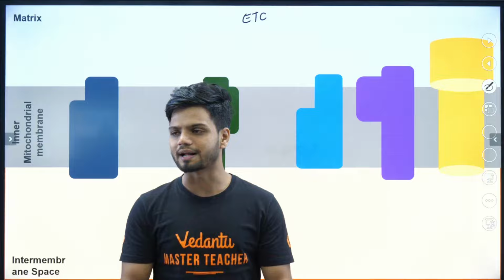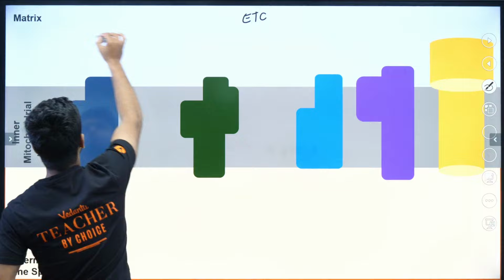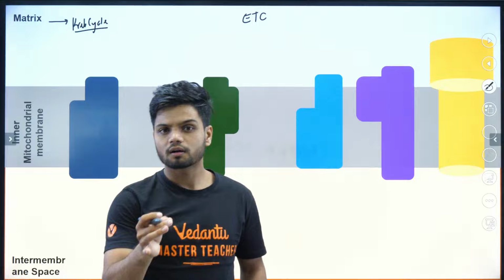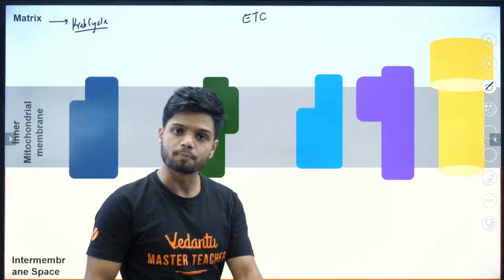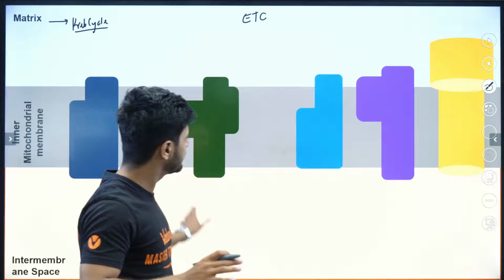Okay, let's have electron transport chain. Now, all of you know, in the case of your matrix, what is happening in the matrix? In your mitochondrial matrix, Krebs cycle is taking place. The Krebs cycle produces NADH and FADH2. Now, I will start the reaction. I'll start electron transport chain by filling up these blocks. Yes, we'll start filling these blocks.